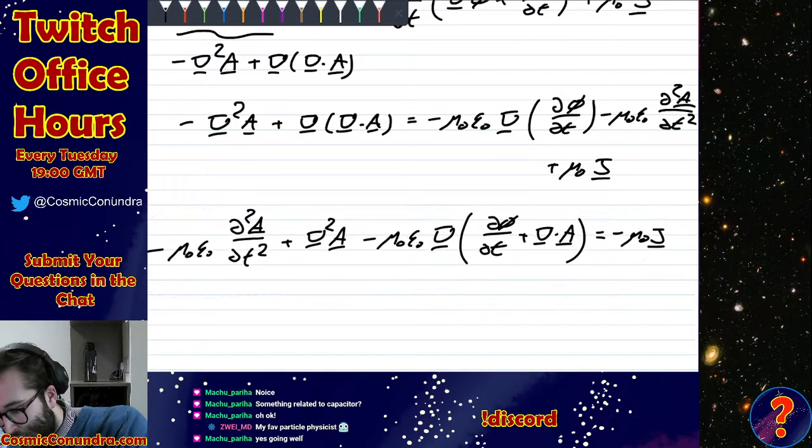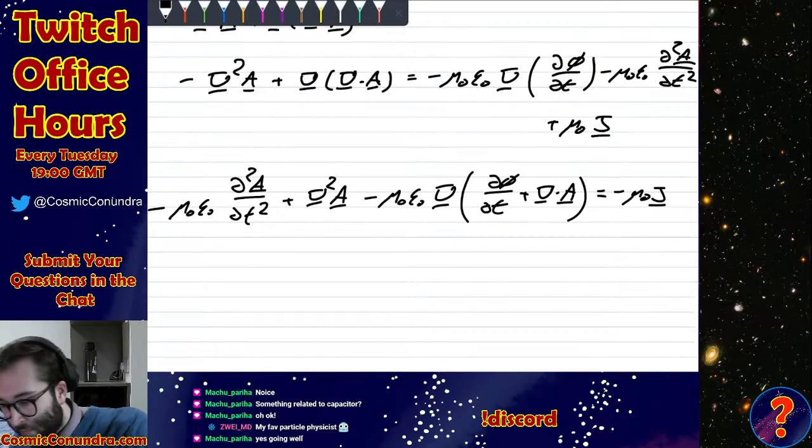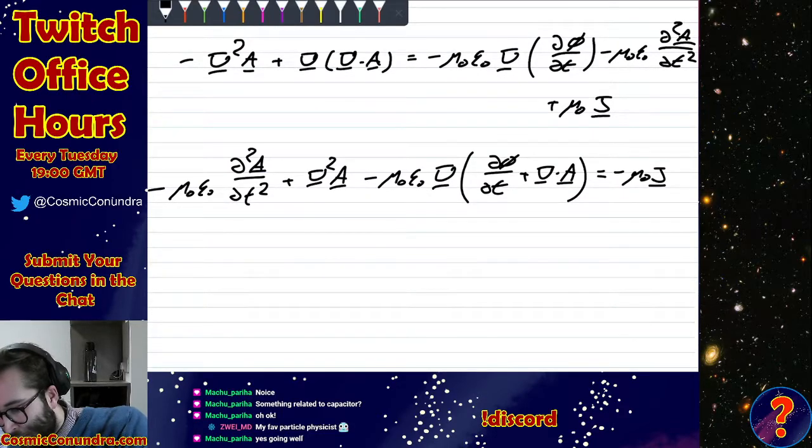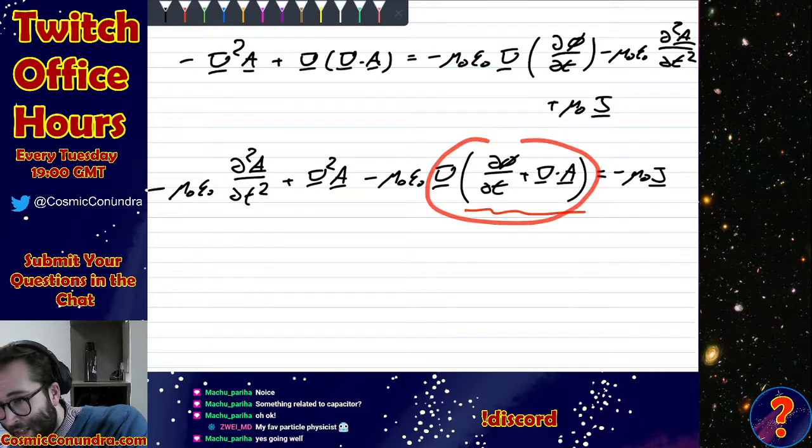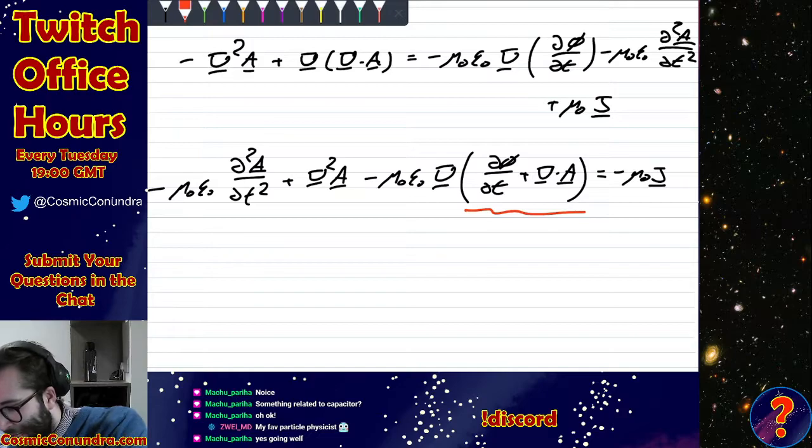I don't think I've made any slip-ups there, but I may have done. This all looks okay anyway. So this term here, I'm not going to show it, but we're actually free to set this term to 0. Okay.